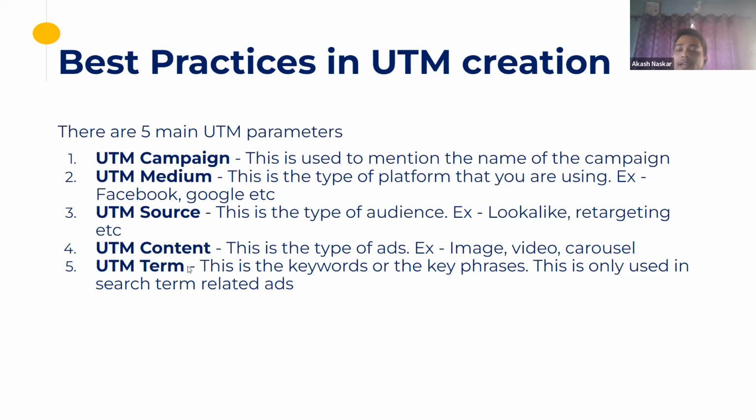For most of the paid marketing or most of push marketing, the 4 main parameters that are used are campaign, medium, source, and content. Have all of you understood these 5 parameters at least? Anyone has any questions on these 5 parameters?